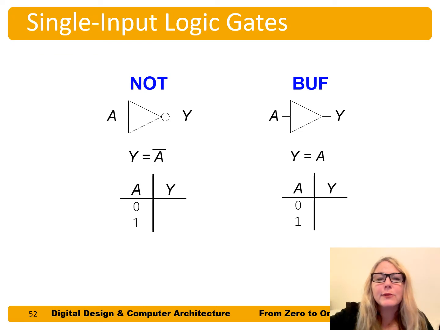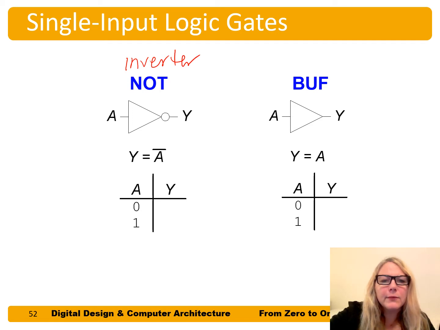These are the simplest gates we can talk about, the NOT gate and the buffer. The NOT gate is also called an inverter. And so an inverter takes an input, in this case A, and feeds it to the output, but it inverts it before doing so. So if the input A is 0, we get an output of 1. If the input is 1, it inverts it, and we get an output of 0.